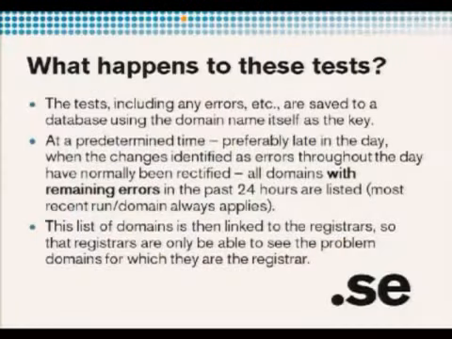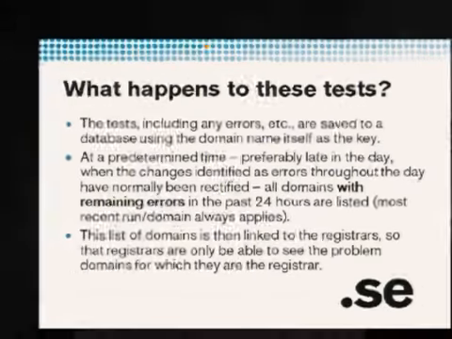So what happens to these tests in the 24-hour check? The tests, including errors, dates, everything, are saved to the DNSCheck database, and they use the domain name as a key for the test. Then at a predetermined time, preferably late in the day, because we don't want this function to run when there are a lot of changes in the .se zone, because that would be quite pointless.